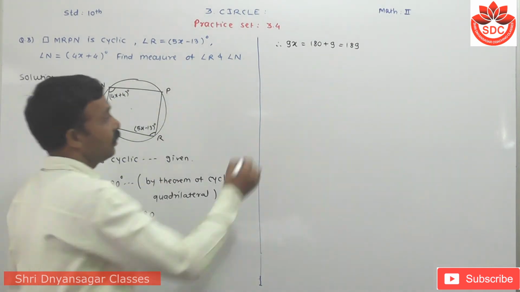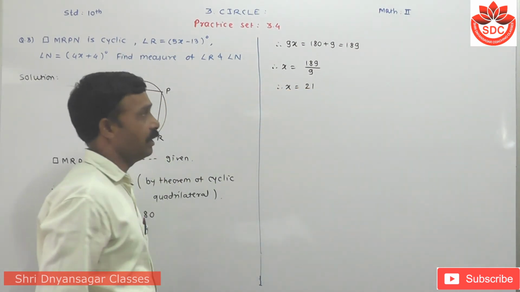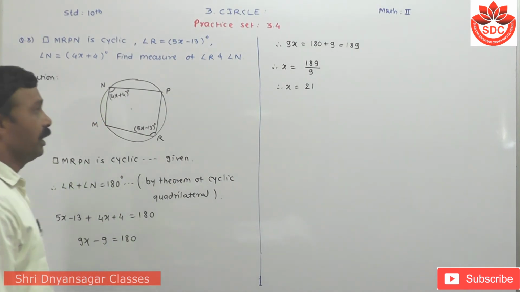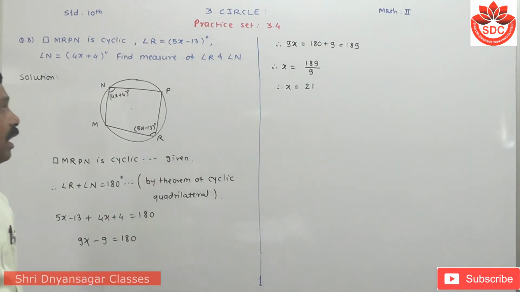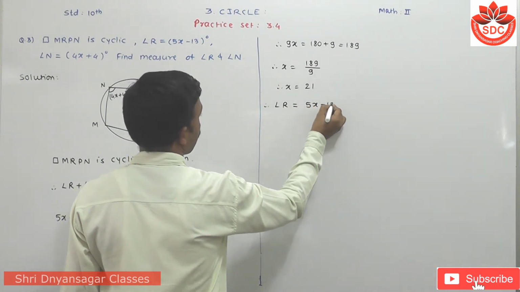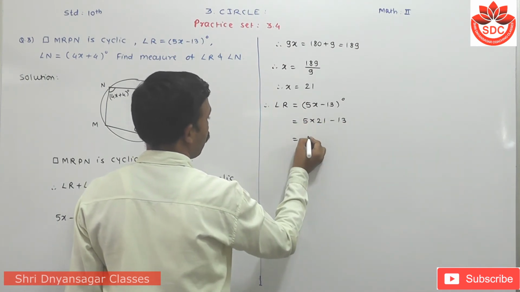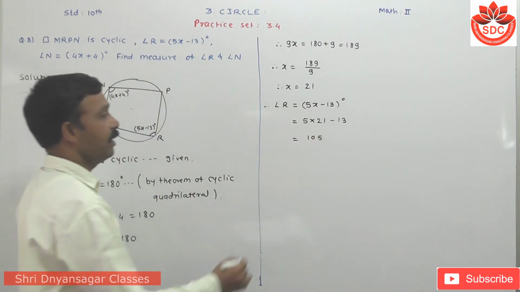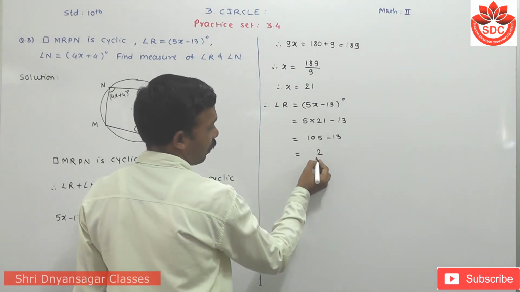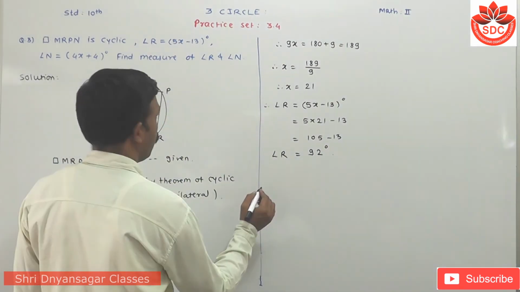Then transpose this 9 to the other side, therefore x is equal to 189 upon 9, and the division is 21, because 9 2s are 18, then 9 1s is 9. So x is equal to 21. By using this x, we can find out the value of angle R and angle N. Angle R is 5x minus 13 degrees. Substitute this value, 5 into 21 minus 13. 5 21s is 105, then minus 13, so angle R is 92 degrees.